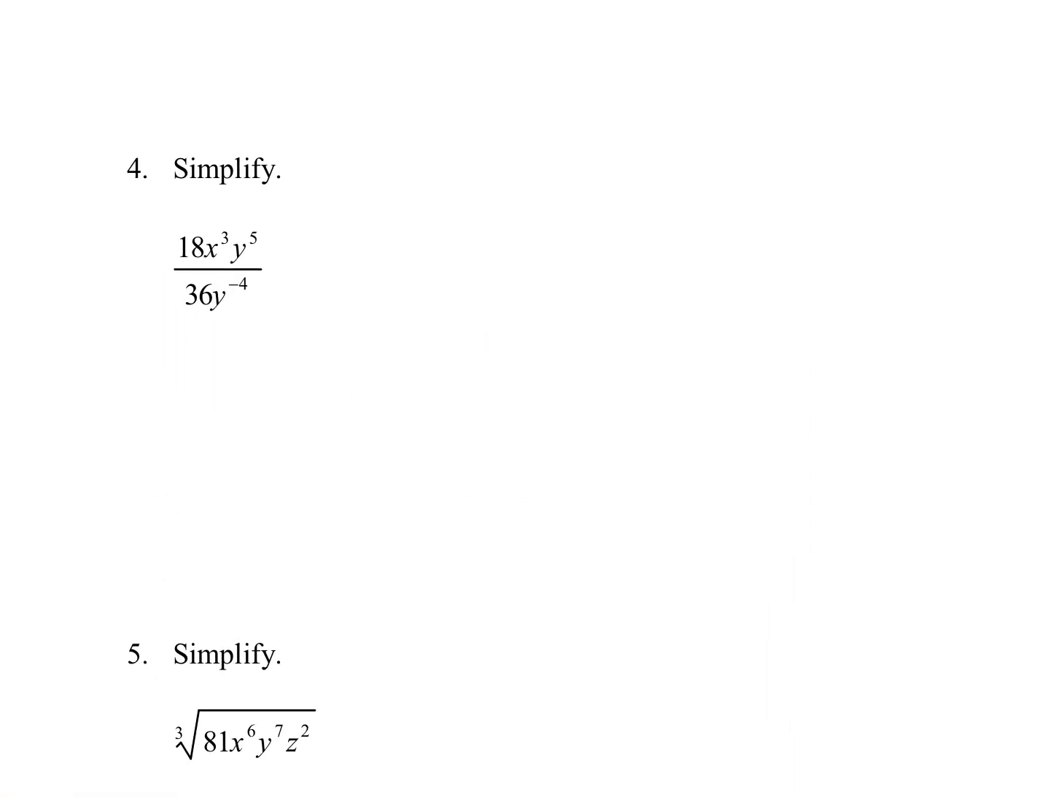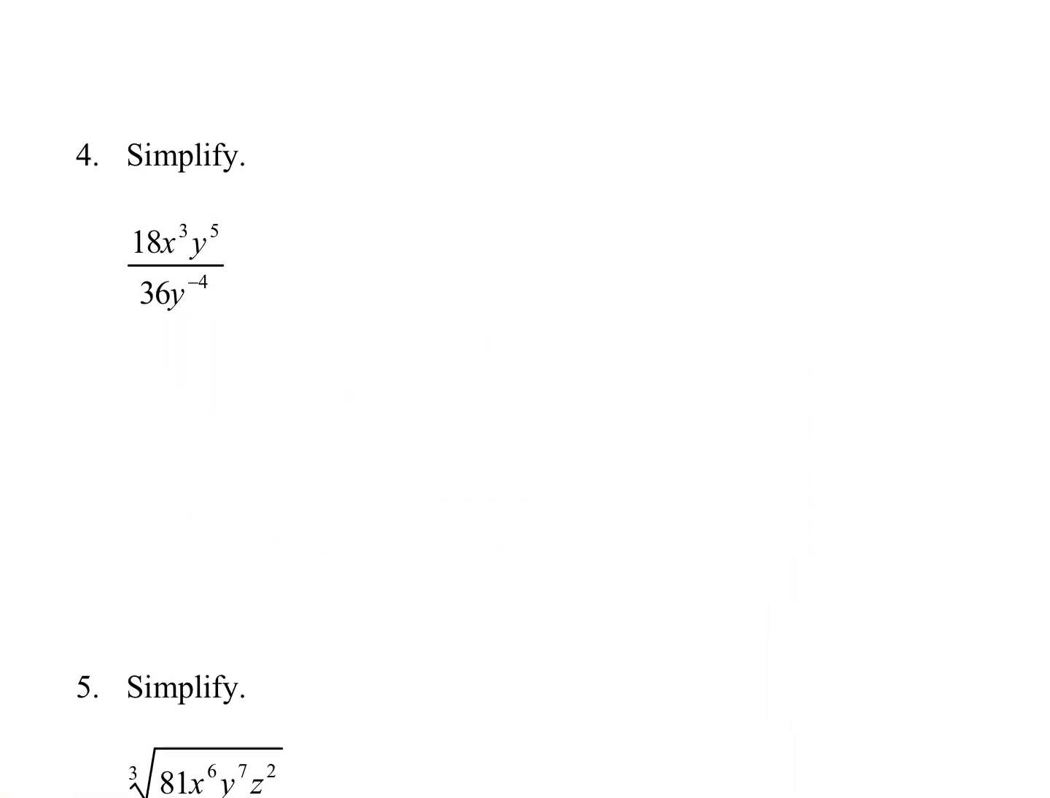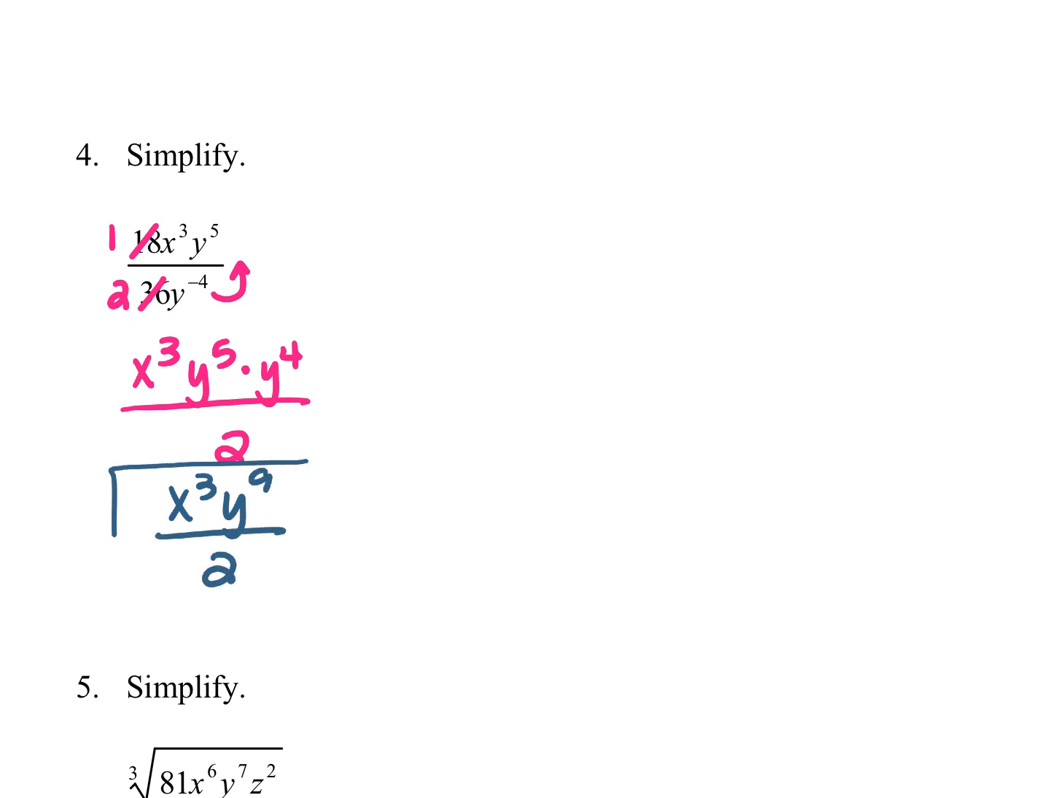For number 4, we have 18x cubed, y to the 5th power over 36, y to the -4th power. We are going to simplify the 18 and the 36 first. 18 goes into 36 twice, so 18 becomes 1, 36 becomes 2. The y to the 4th power is going to go up top, so this is going to give us 1x cubed, y to the 5th times y to the 4th over 2. Your y to the 5th times y to the 4th, we add those powers, so that's just x cubed, y to the 9th power all over 2.